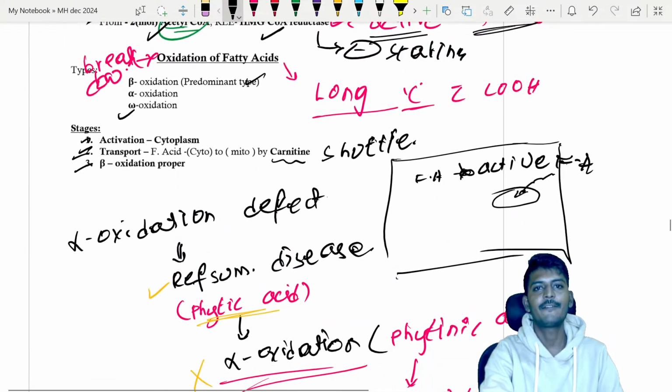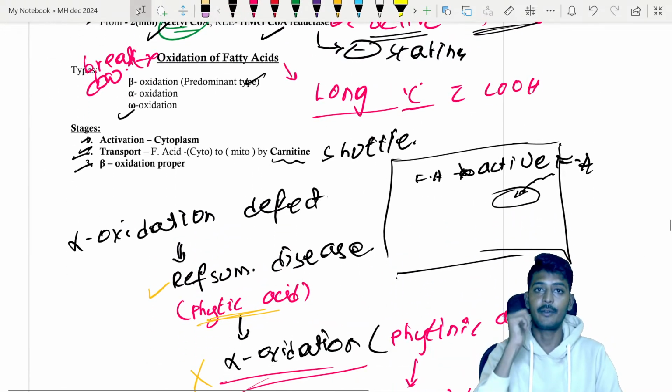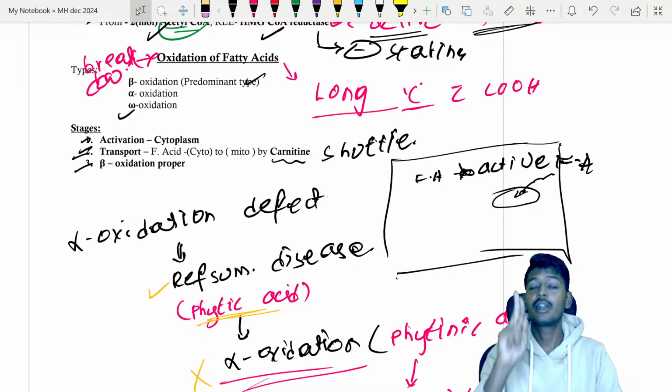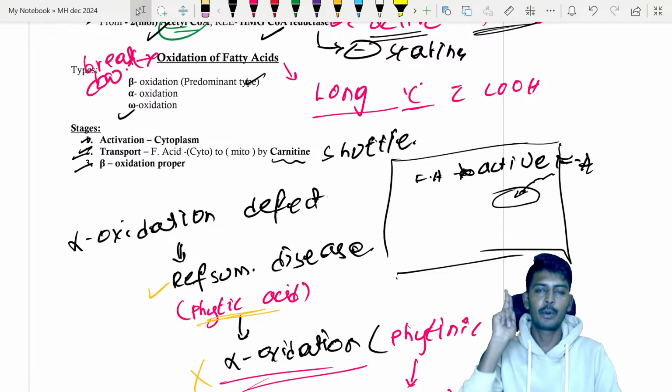In the first slide I have covered vitamins, carbohydrates, and also amino acids. Now in this slide we have covered mainly which parts? Lipids, enzymes, and also some part of protein.